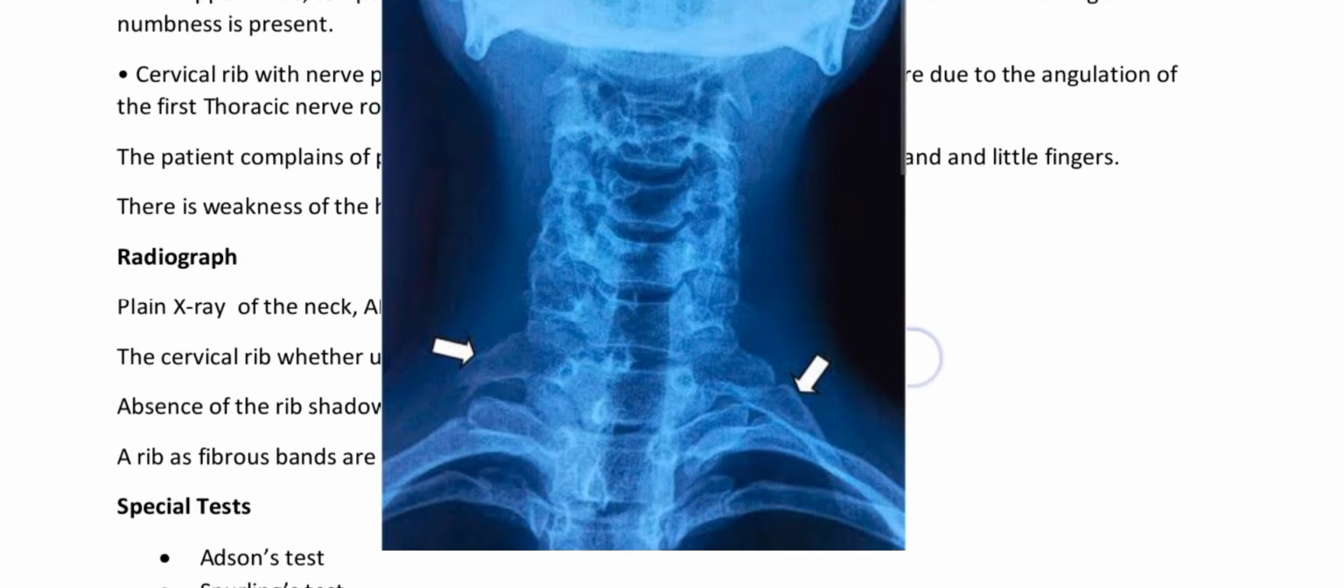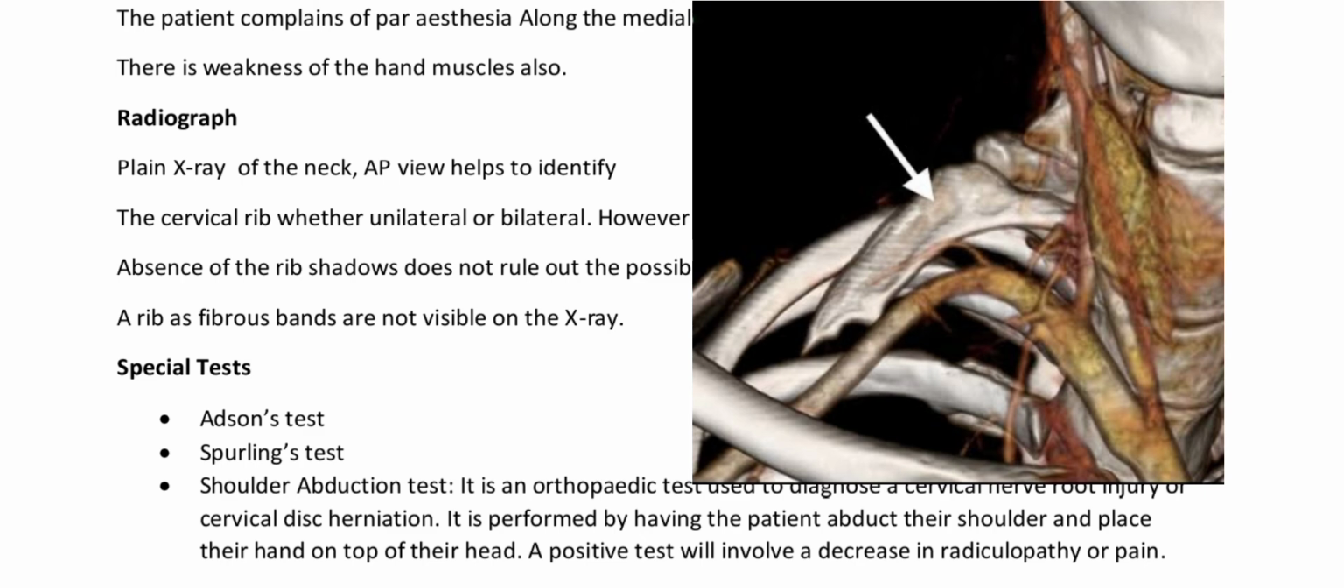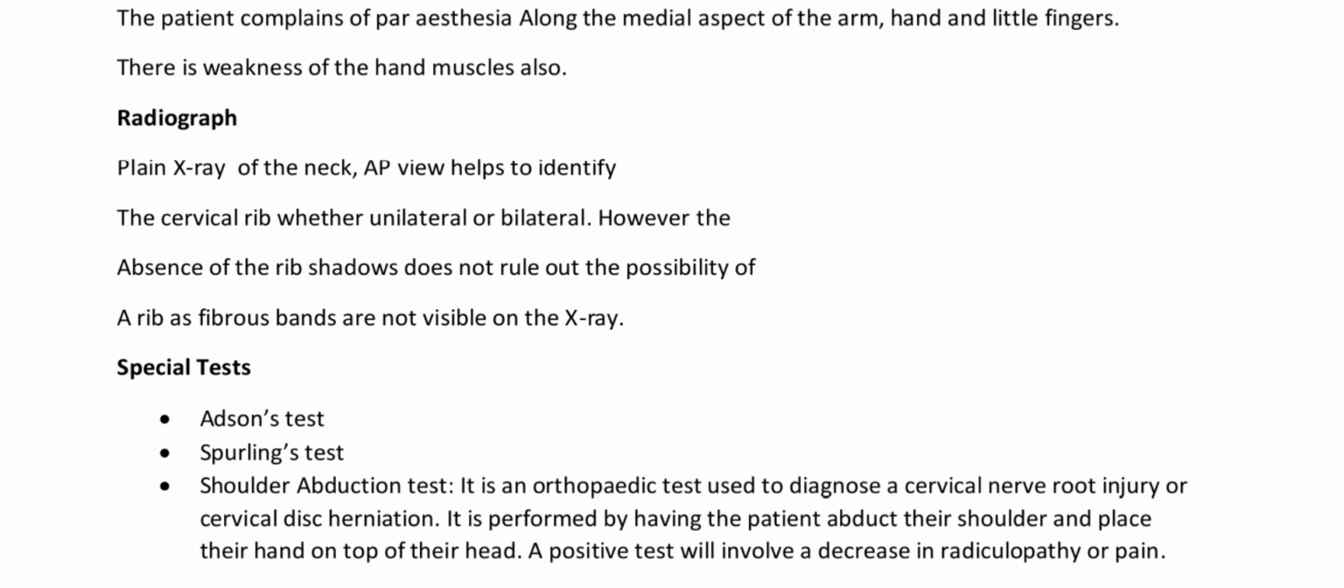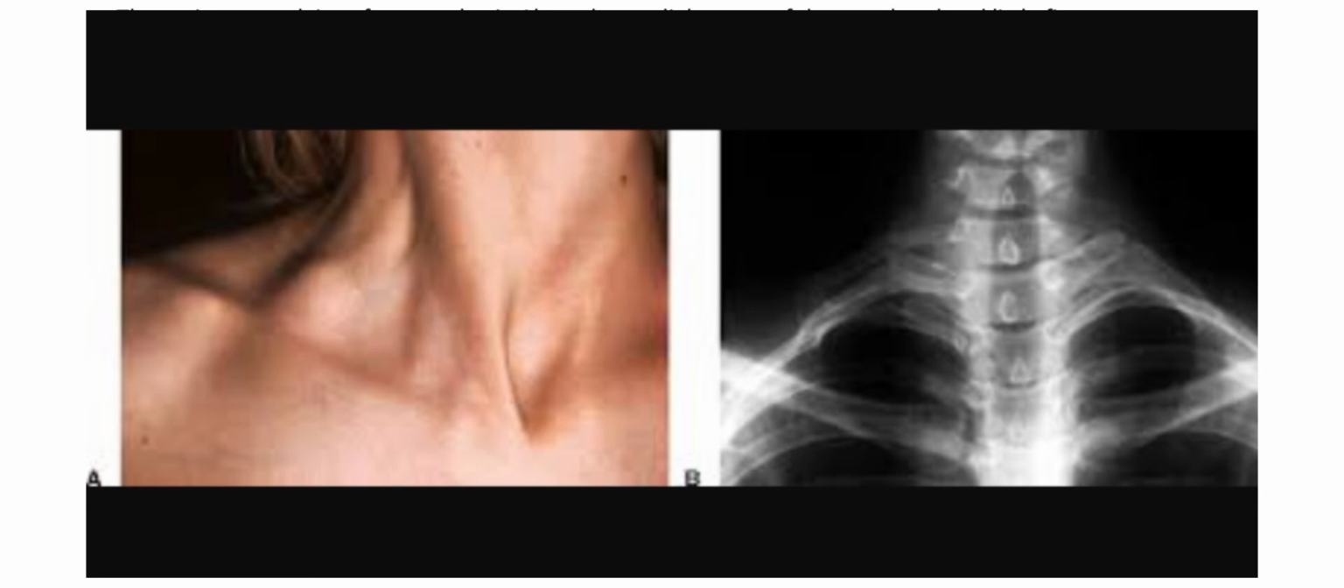There are special tests to detect the cervical rib: the Adson test, Spurling test, and the shoulder abduction test. The shoulder abduction test is a physiotherapist or orthopedic test used to diagnose cervical nerve root injury or cervical disc herniation. It is performed by having the patient abduct their shoulder and place their hand on top of the head, and this passive test will decrease the radiculopathy or pain.